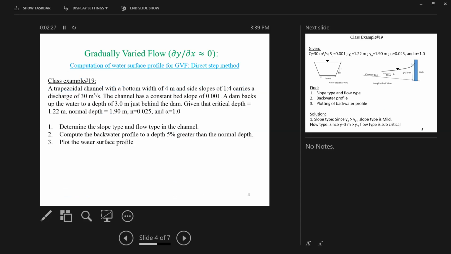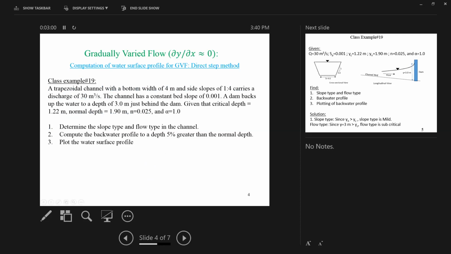So the class example 19, we started, and I believe for each section I completed part 1, but again, I'm starting from the very beginning. The question was, a trapezoidal channel with a bottom width of 4 meter and side slopes of 1:4 carries a discharge of 30 meter cube per second. The channel has a constant bed slope, S naught of 0.001. A dam backs up the water to a depth of 3 meters just behind the dam.